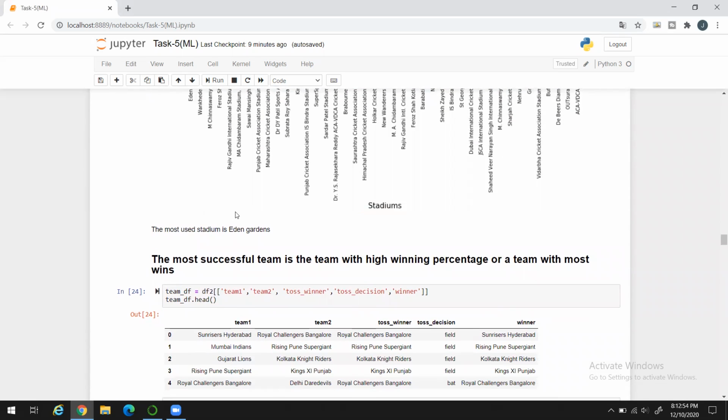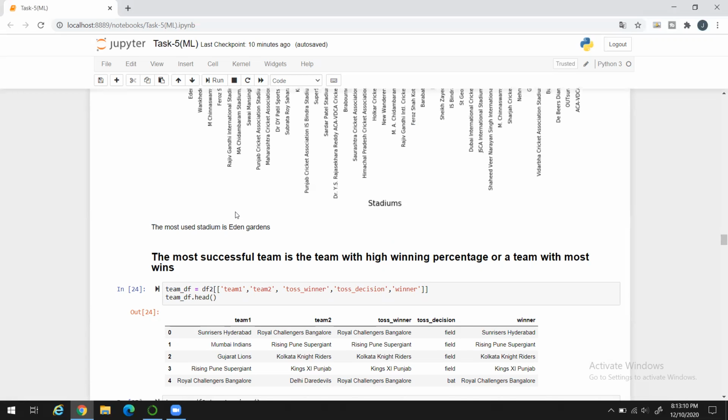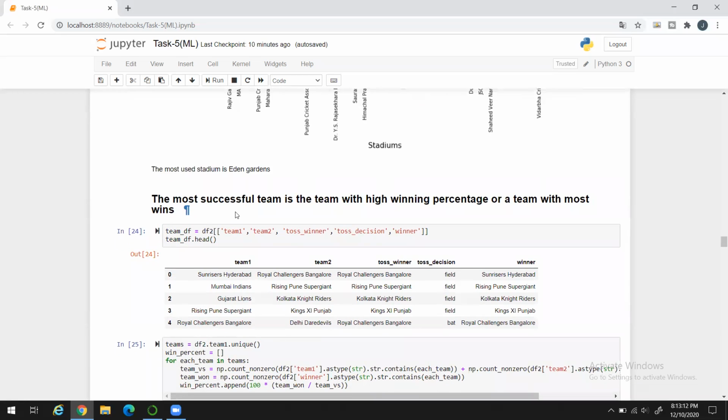Now, it's time to see the most successful team in the history of IPL by comparing the most wins and the winning percentage, because sometimes wins alone cannot tell what winning percentage can. So let's see both now.